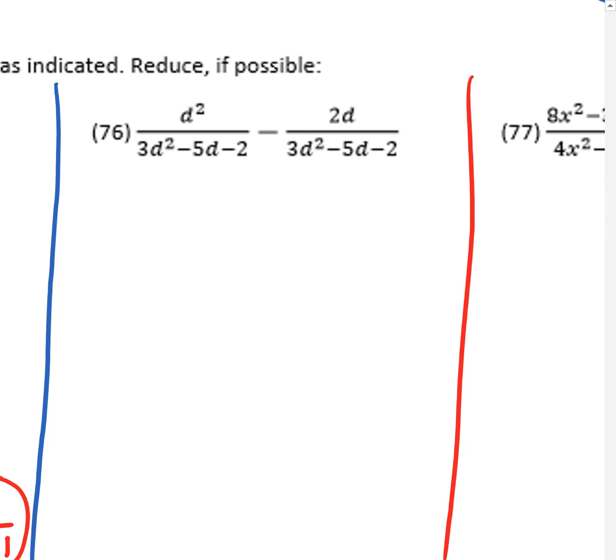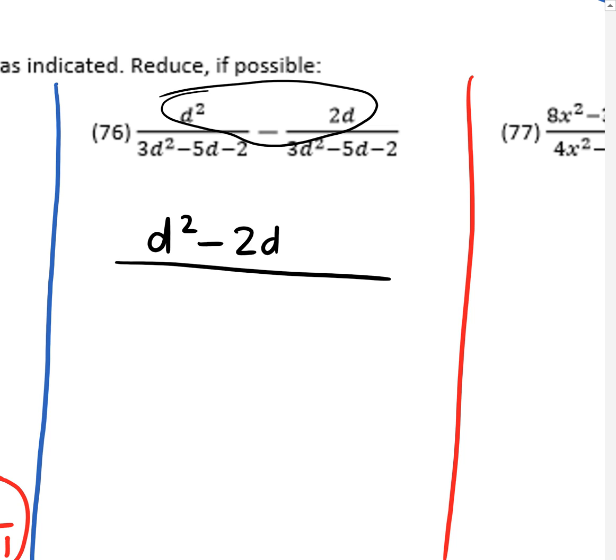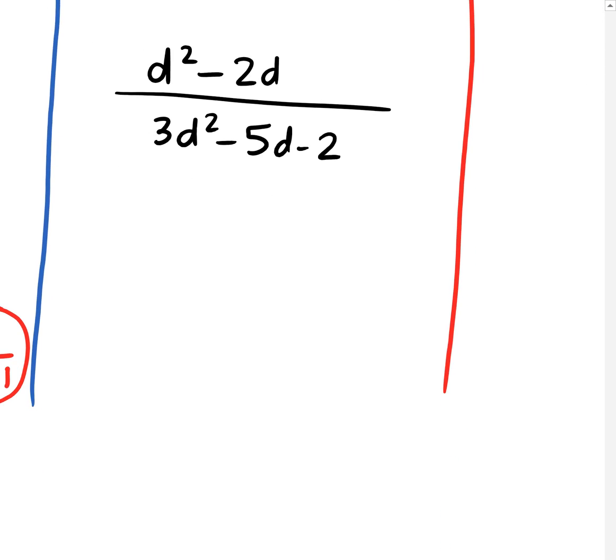Since they have the same denominator, I'm just going to put the numerators together. D squared minus 2d is what we have going on in the numerator. Their denominators are exactly the same, so I'll just write it. And now I'll try to factor to see if I can reduce. The numerator's two terms have a d in common. If I factor d out, d minus 2 is left.